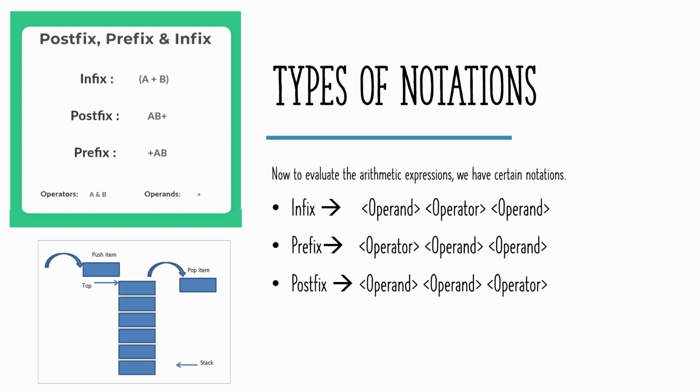Whereas the second notation, the prefix notation, has the operator first and then the two operands. Like if a and b are the two operands, then the prefix should be plus ab, right? And the postfix is just the opposite of it. In postfix notation, all the operands come first and then the operator comes. So if the expression is a plus b in infix, the postfix should be ab plus.